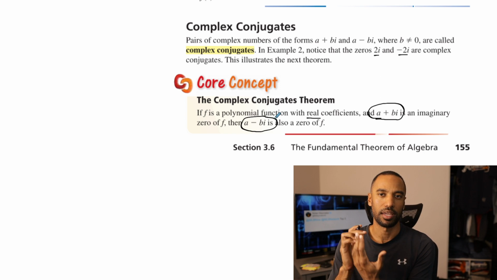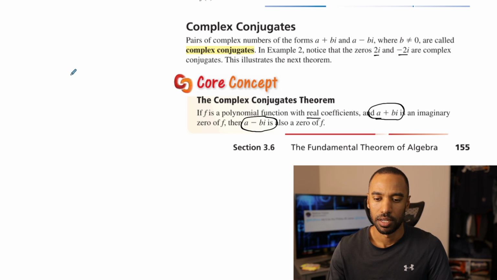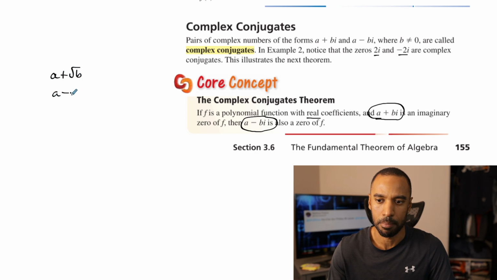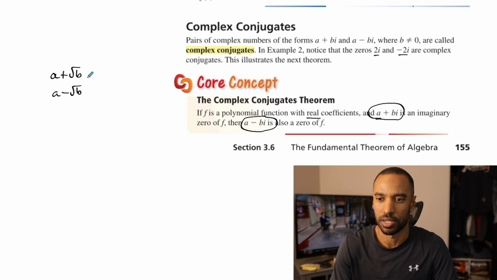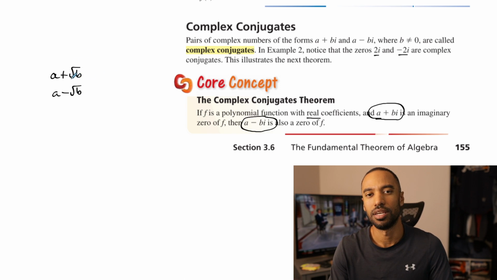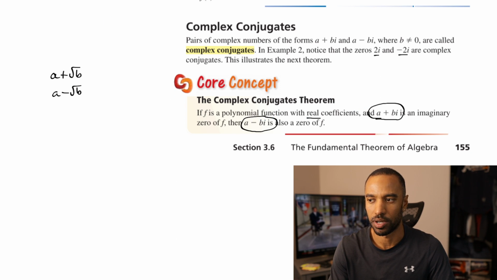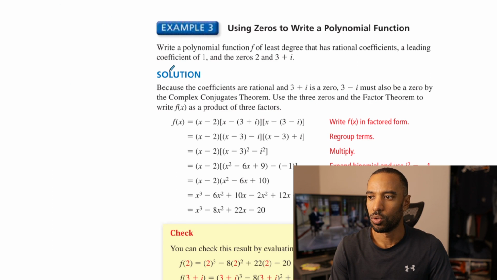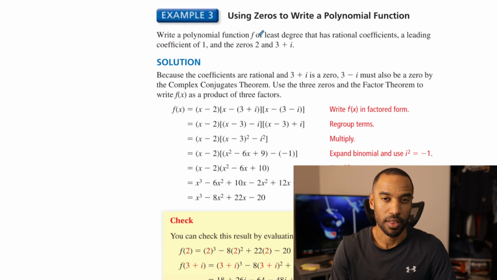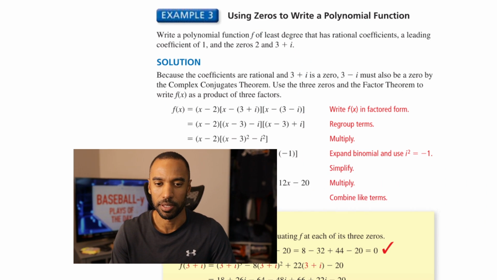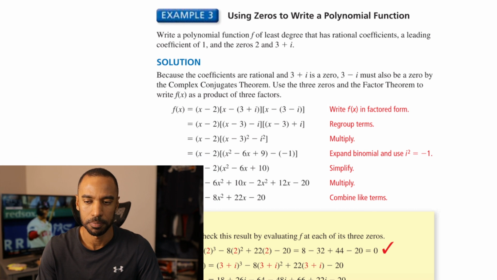We saw the same thing when it came to the irrational conjugates as well, where if you have a plus root b, there will also be an a minus root b. That's what gets them to cancel each other out in multiplication. You don't want the irrationals, you have to have conjugate pairs. Same with this one here. So, using zeros to write a polynomial function, this will look like the same thing from the last section, only with complex conjugates instead of irrational conjugates.